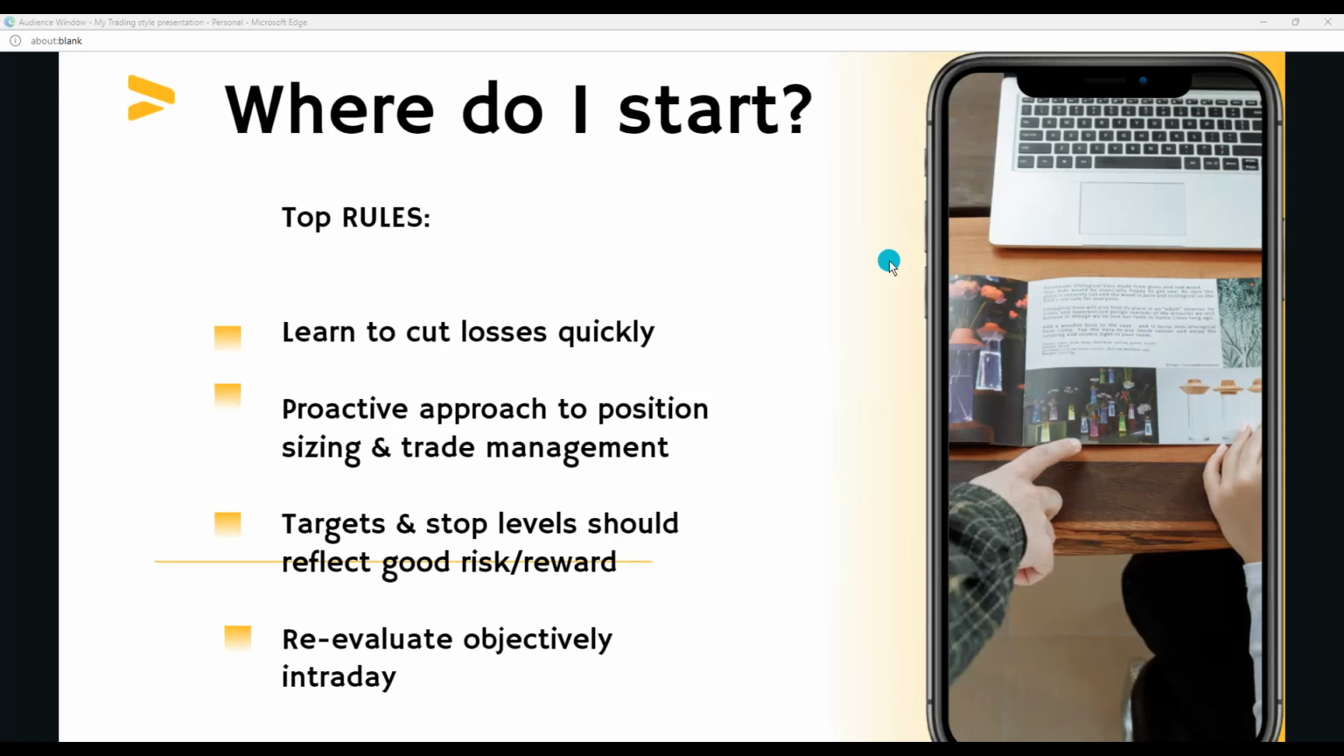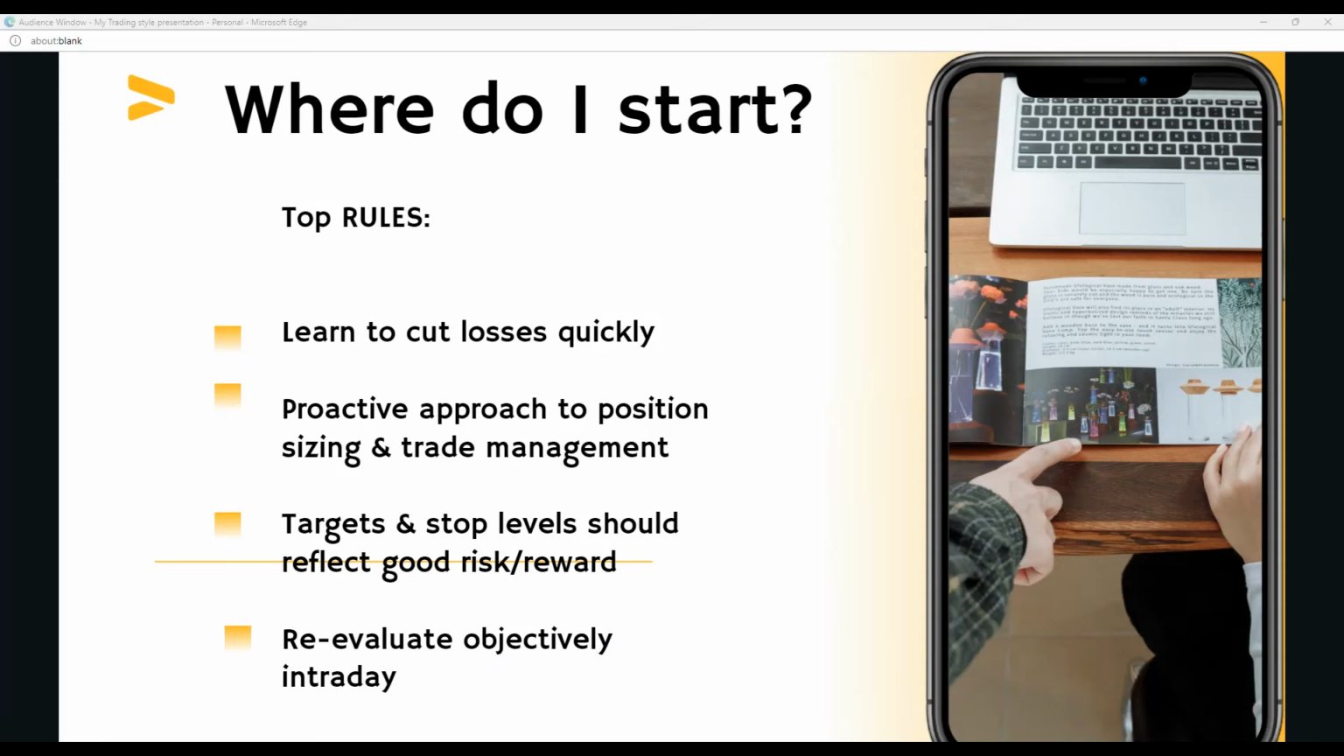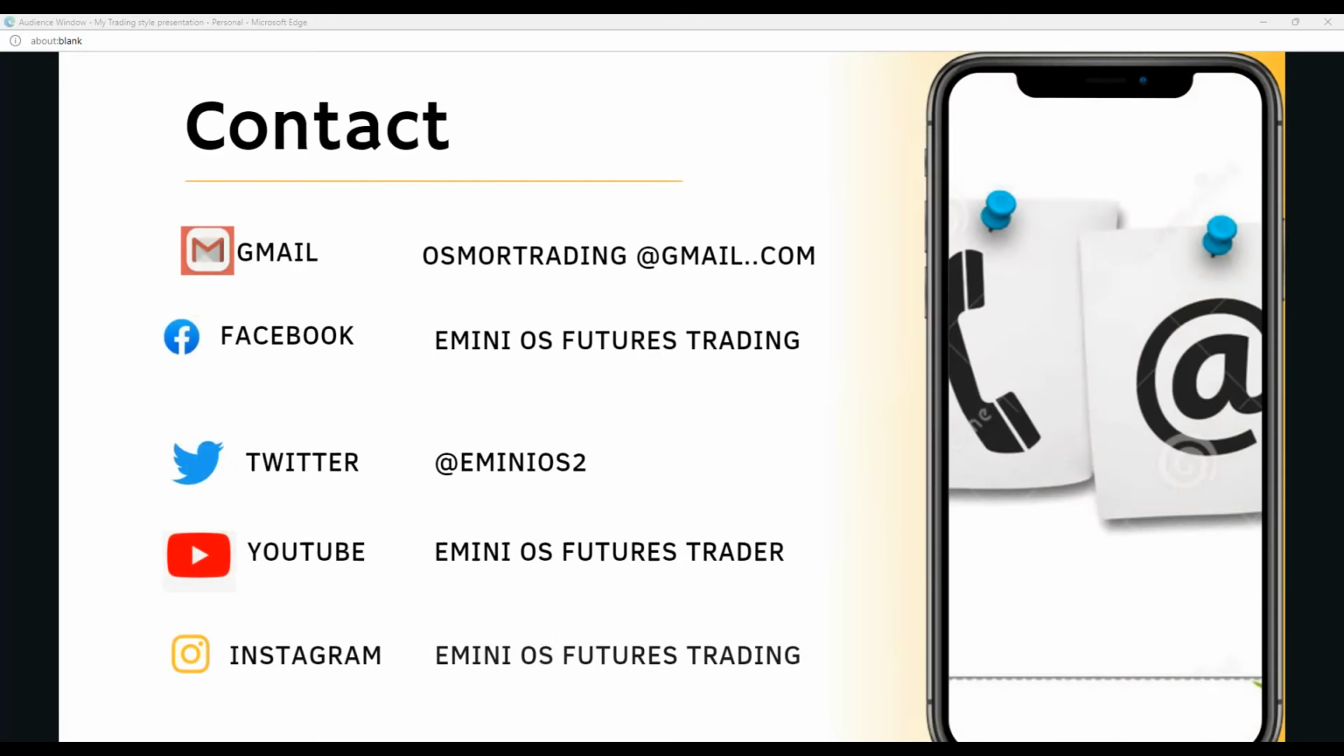But first of all, as retail investors, you want to understand that the top rule is to learn to cut your losses quickly, right? You want to have an approach where you always size in with the same amounts, ones, threes, 5 lots. I don't know what's a good position size for you, but if you can't make money with 1 lots, you probably won't make money with more. So how do we adjust our targets and stop levels, and on a daily basis, how do we objectively reevaluate the intraday movements, right? All these are going to be important aspects that I'd like to cover in future videos.